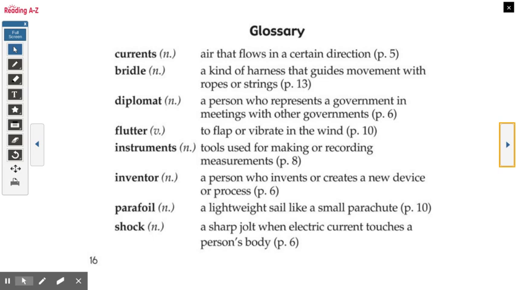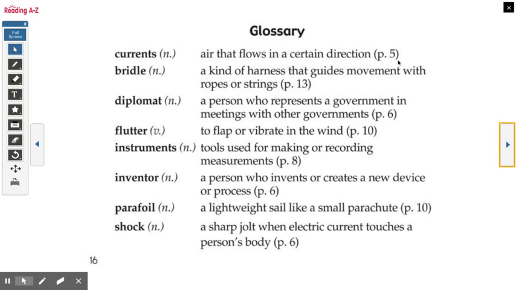So do you remember we found that word currents at the beginning? And I said, if you don't know what that means, you can flip to the glossary to have a better understanding. So what does that word currents mean? Okay, so let's take a look. This N tells us that word is a noun, okay? If it was a V, it would stand for a verb, like this word flutter, okay? But currents is a noun, and it means air that flows in a certain direction. What does this P5 mean?